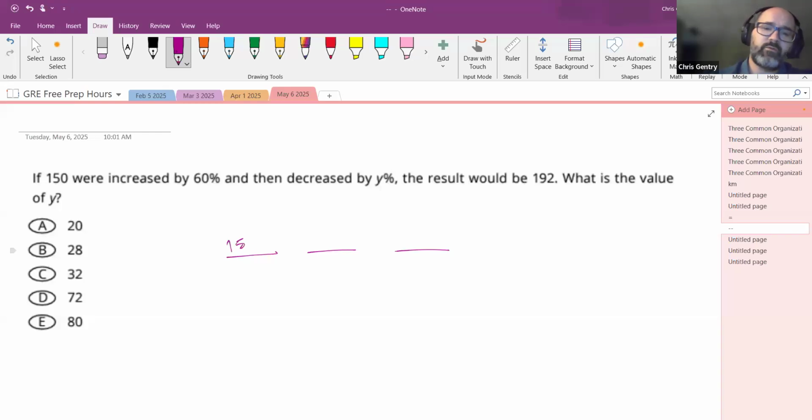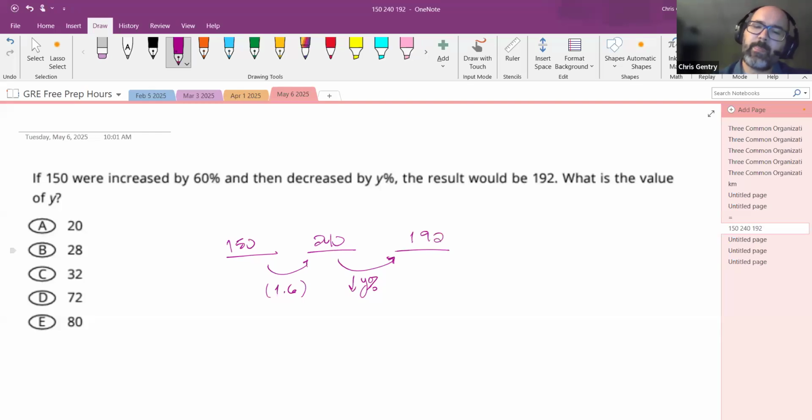I know I have a starting point of 150. I know to move from my starting point to the next point, I multiply by 1.6. That's my 60% increase. And then I move from the second point to the third point, somehow decreasing by y%. I just don't know what the y% is yet. Multiply the 150 by 1.6, or as Cristal did, take the 0.6, get 90, add it on, and you get 240. And then see my final result is 192.